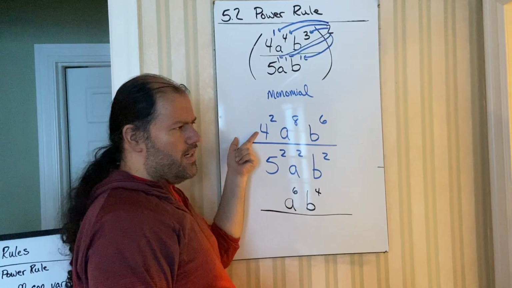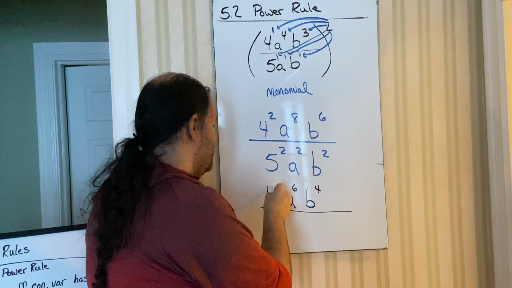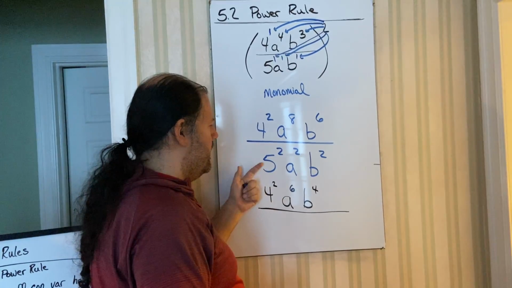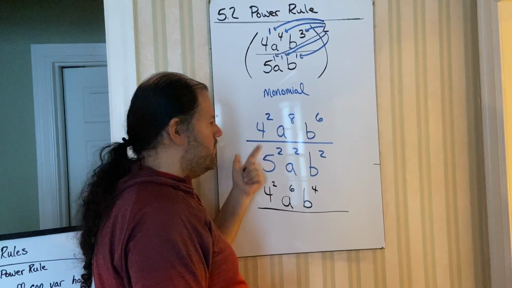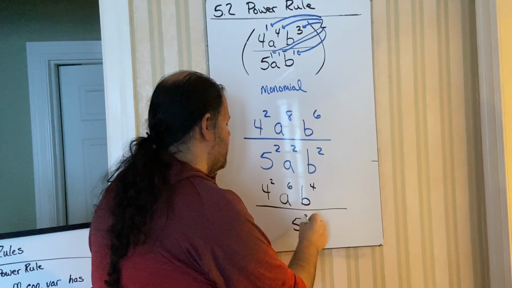Now notice 4, there's no other base that's 4. So it was found on top, it stays on top. And how about the 5? There's no other 5s here. Found on bottom, stays on bottom.